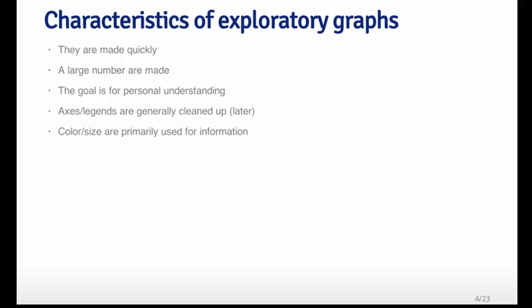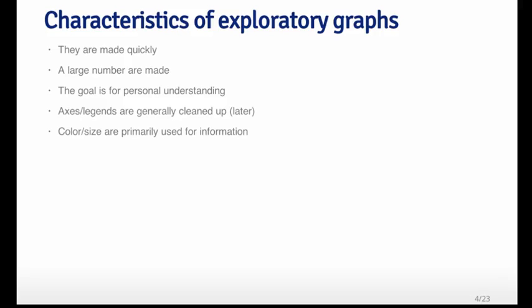Some of the characteristics of exploratory graphs are that they tend to be made very quickly, on the fly as you're looking through the data. You tend to make a large number of them because you want to look at very different aspects of the data. You want to look at lots of variables, and you often have to go through them one at a time. The goal is for you, as the analyst, to develop a personal understanding of the data set and get a sense of how it looks, what the properties are, what the problems are, and what the things are that need to be followed up. It's just so you can get a sense of what the data is looking like.